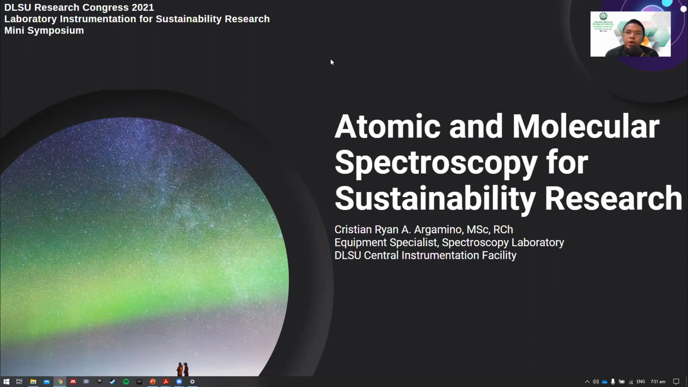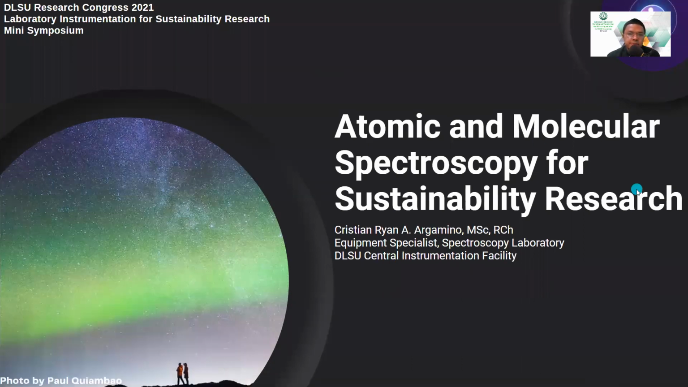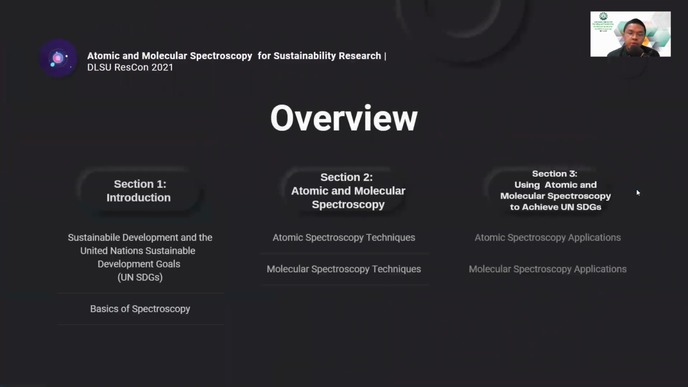So my discussion will be on the atomic and molecular spectroscopy for sustainability research. Overview muna. Section 1 would be the definition of sustainable development and an overview of the UN SDGs. And then we'll be moving on to the basics of spectroscopy. Section 2 would be a focus on atomic and molecular spectroscopy. And then section 3, lastly, would be the applications of these techniques to achieve the UN SDGs.